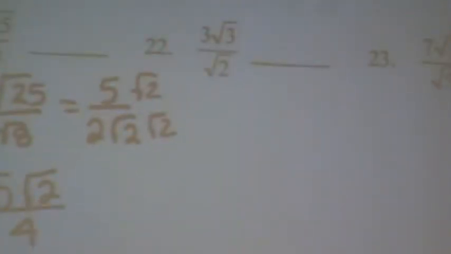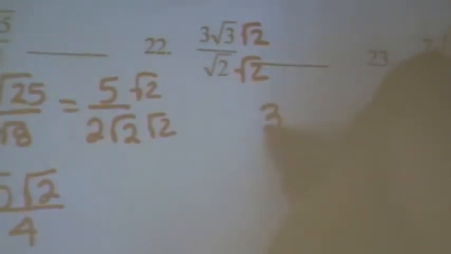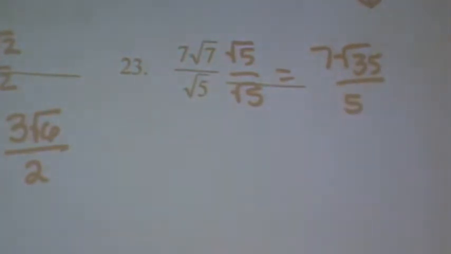22. And then what? Multiply. What's my answer? Multiply your 3 squared stacks over 2. Yep, beautiful. And one more. You get 7 root 35 over 5. Okay, you guys are doing good.